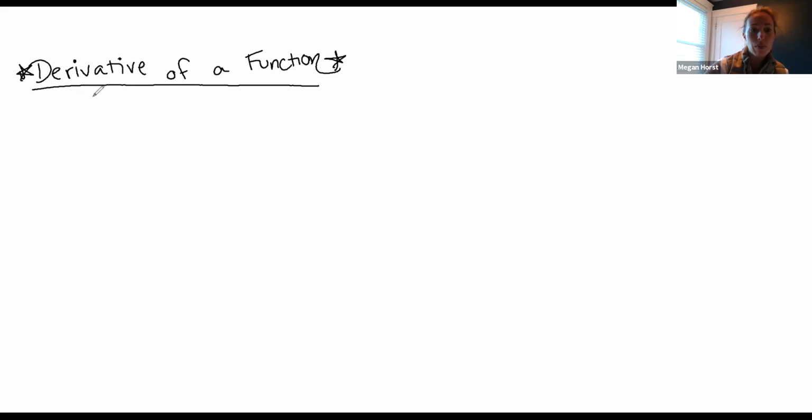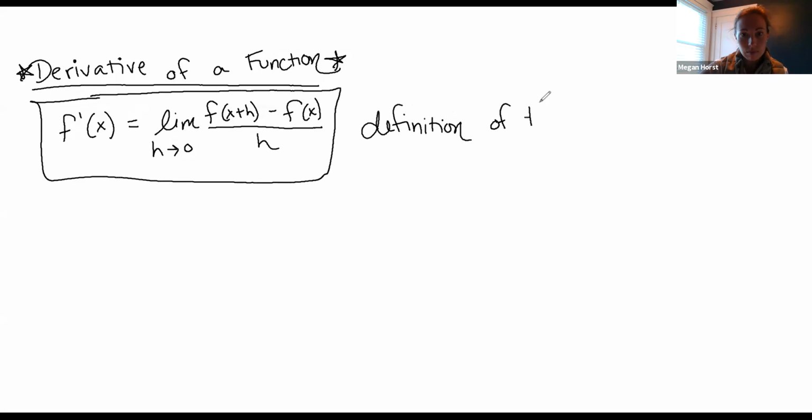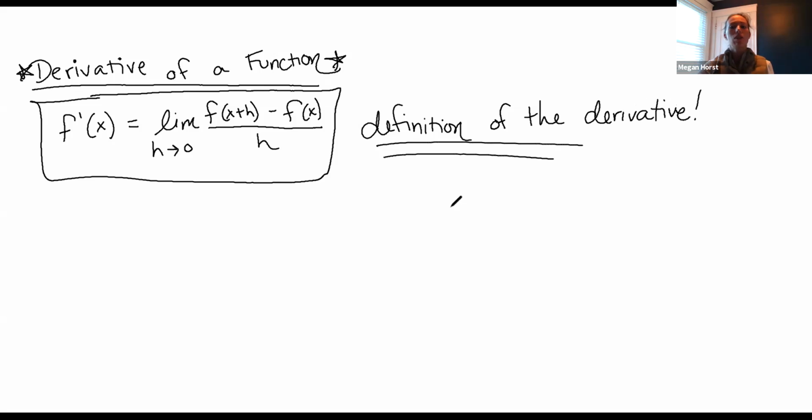But our derivative of a function states that f prime of x, and I'll explain this notation in just a moment, is going to be equal to the limit as h approaches 0 of f of x plus h, subtract f of x, this is why we did so much with the difference quotient, all over h. So this is a big one. This is the definition of the derivative. So anytime on the test it says use the definition of a derivative, you are going through this process.